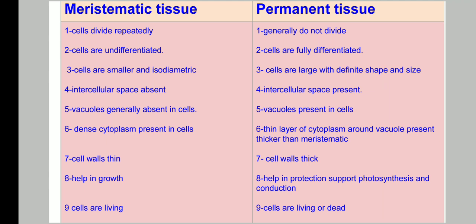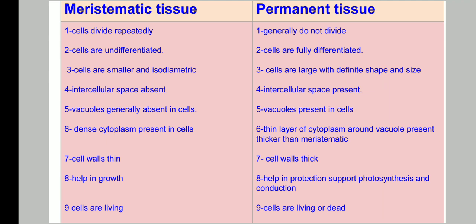Then number 6, in meristematic tissue dense cytoplasm is present in the cell, and in permanent tissues cytoplasm is present in the form of a thin layer around the vacuole. And then, cell walls are thin in meristematic tissue because they need to divide, and in permanent tissue cell walls are thick. But in parenchymatous tissues, the cell wall is not much thick, just like meristematic tissue, only a little thicker than them.